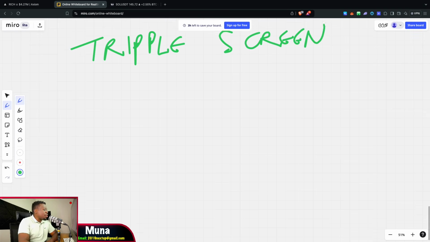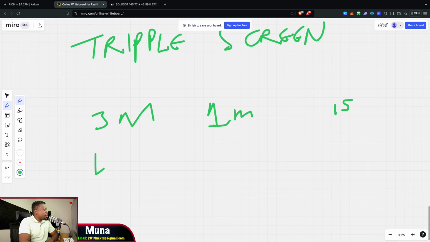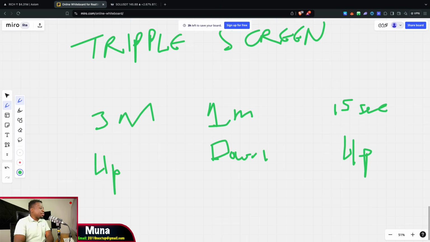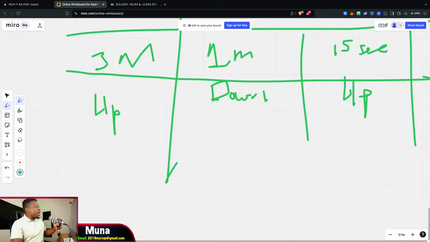So triple screen trading methodology: you've got the 3 minute, the 1 minute, and the 15 seconds. The 3 minutes should be bullish, which is up. The 1 minute time frame should be in a downtrend, which is a corrective pattern, and the 15 second is supposed to be up. So your entry should have been on the 15 second time frame. If you study the triple screen methodology, you already know what I'm talking about, and this is going to be your overall structure in terms of finding an entry.